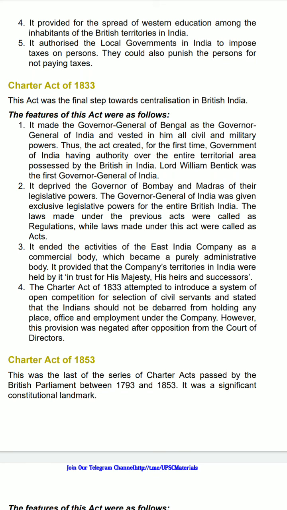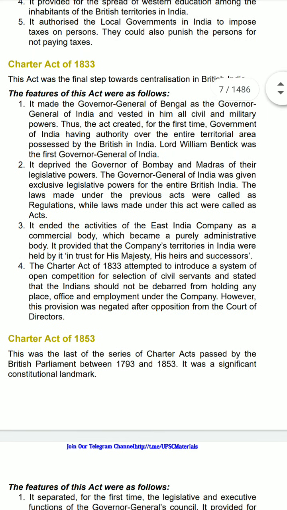It provided that the company's territories in India were held by it in trust for His Majesty, his heirs and successors. The Charter Act of 1833 attempted to introduce a system of open competition for selection of civil servants and stated that Indians should not be debarred from holding any place, office, and employment under the company. However, this provision was neglected after opposition from the Court of Directors.